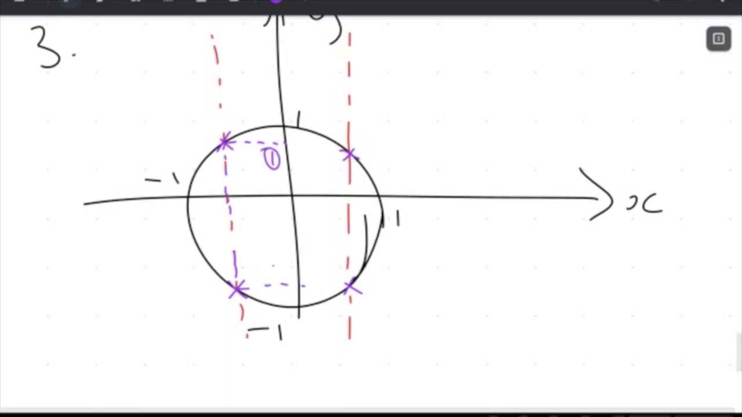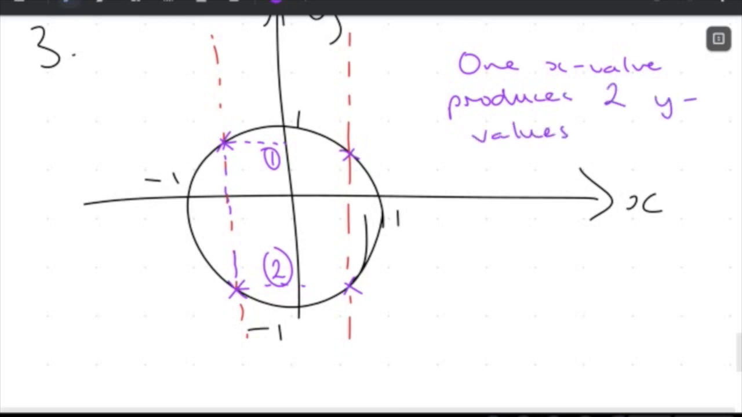So this is 1 and a second y value. So 1 x value produces 2 y values. And that's the same over here. My 1x value here produces 1 and 2 y values. So I can already see that I have a 1-to-2 relationship. Now, what do functions have to have?